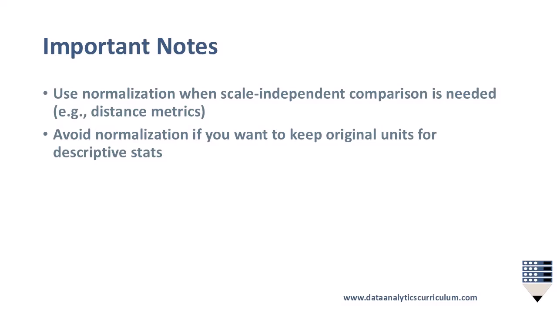To sum up, normalization converts data into a common scale using Z-scores, allowing fair comparison across variables. It's a fundamental step when your goal is to make different data sources comparable or to prepare for advanced statistical analysis. That concludes Lesson 3-4, Normalizing Data.